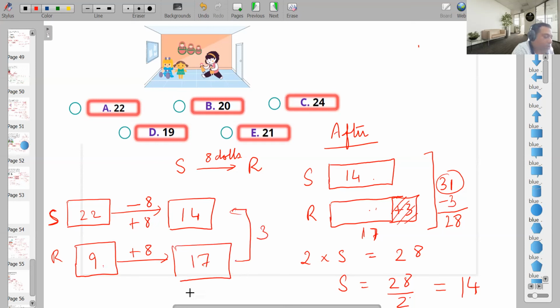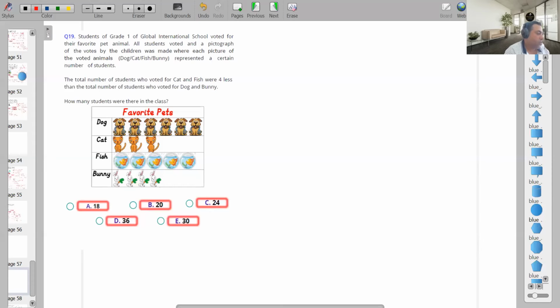If you notice, the total here is 31, and here also it is 31. The difference here is 3, and there's a transfer of 8 dolls from Sarika to Ritu. All right, so let's move to the next question.